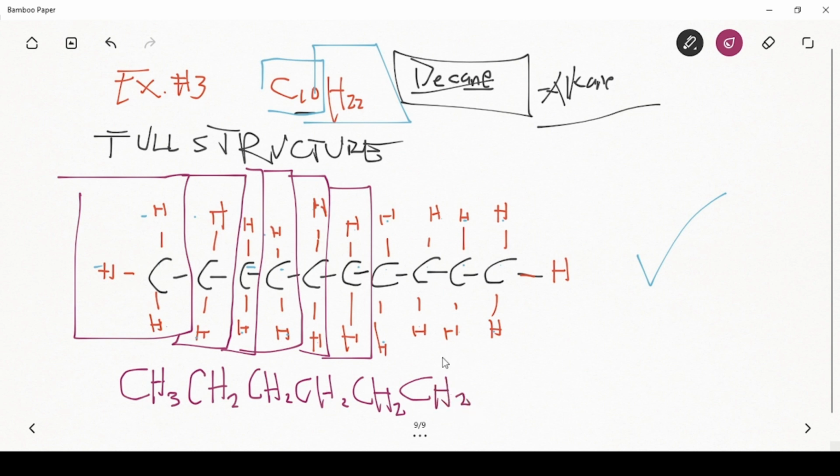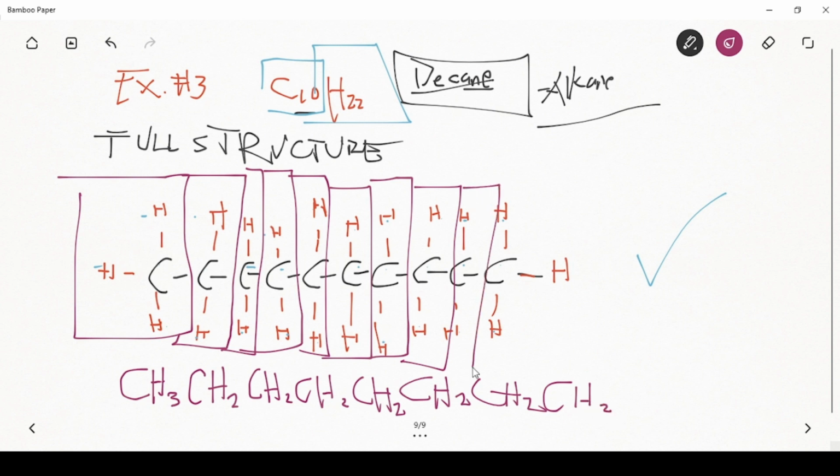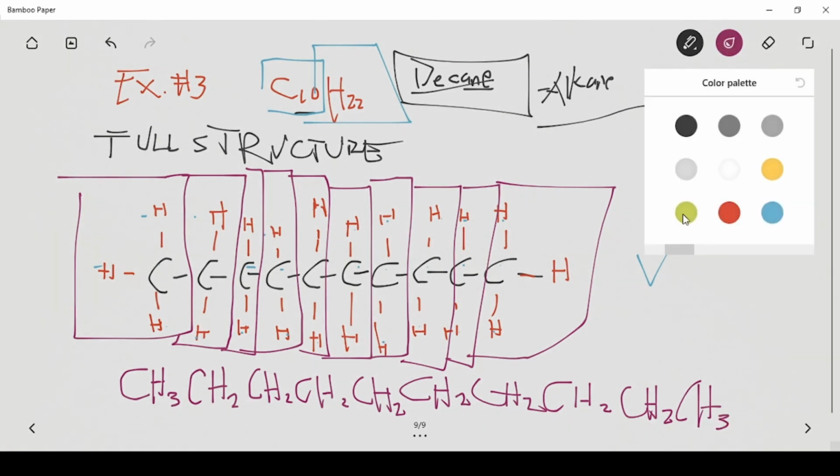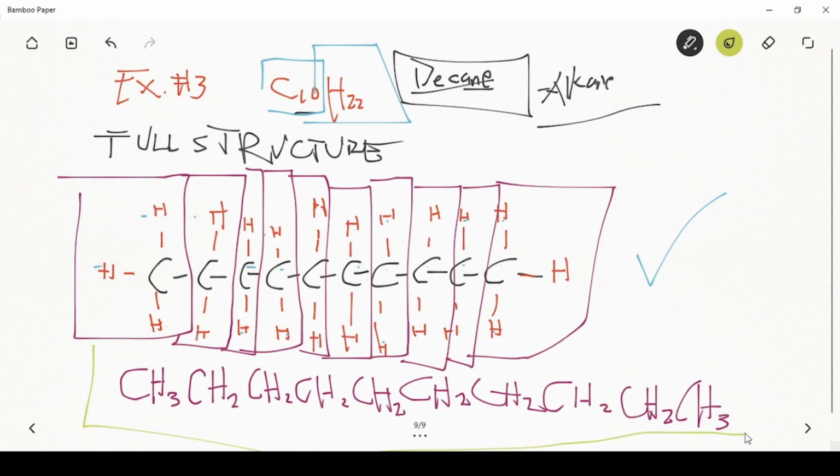CH2. Another CH2. Another CH2. Another CH2, and lastly, the last carbon has three hydrogens. So the condensed formula or structure of decane is this one. CH3, CH2, CH2, CH2, CH2, CH2, CH2, CH2, CH2, CH3. So this is the condensed structure of decane.